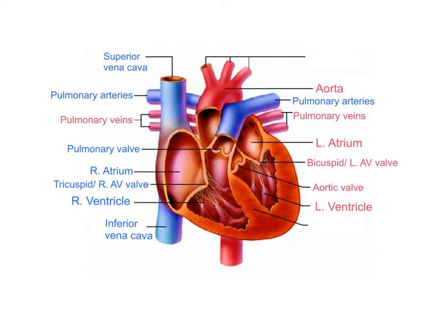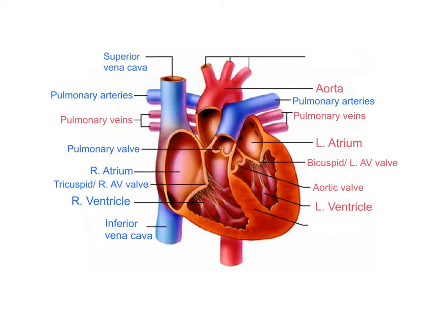After the blood is in the right atrium, it's going to go through this tricuspid or right AV, atrioventricular valve. The purpose of that valve and all the valves is to keep the blood going in one direction. Once it goes through the tricuspid valve, it's going to enter the right ventricle, which is the muscular part right here. We see the thick muscular walls which act as a pump. That's going to pump it through another valve called the pulmonary valve.